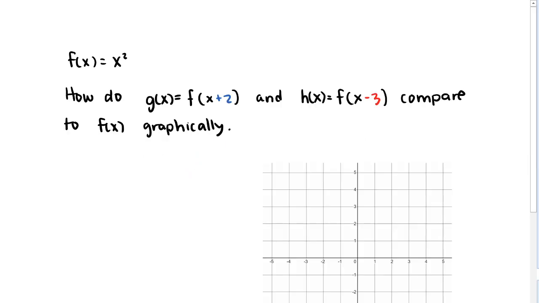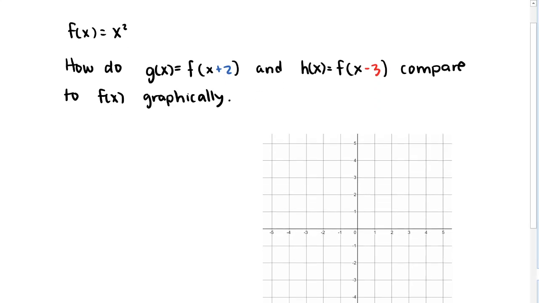So when we add or subtract some number to our function itself, that amounts to a vertical shift up or down of our function. And so I want to look at now what happens when we add or subtract some value to the input of our function. So I've got this function f of x is equal to x squared, and I want to explore f of x plus 2 and f of x minus 3.